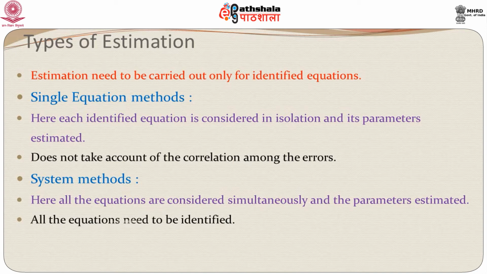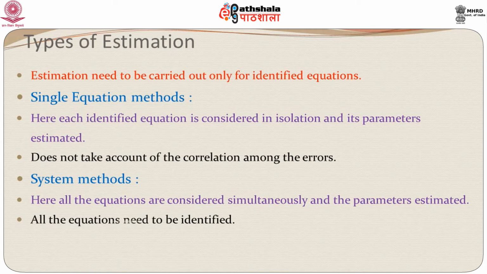In the single equation system, each identified equation is considered in isolation and its parameters estimated. Of course, what happens here is we fail to take account of the correlation among the errors, because we are taking them separately. So, the correlation does not come into the picture at all.